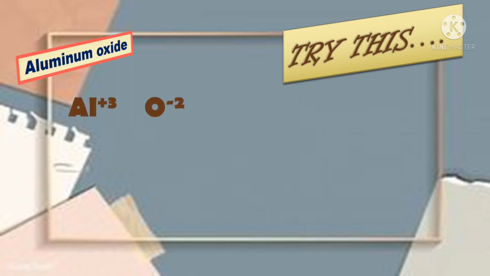First thing that you should do is to determine what are the elements involved in this compound. So make sure that you have your positive half and your negative half. So in this case, your positive half is your metallic element, and that is aluminum, which belongs to group 3. And it follows that its oxidation number is positive 3. Make it as its superscript. Do you follow? Okay, very good.